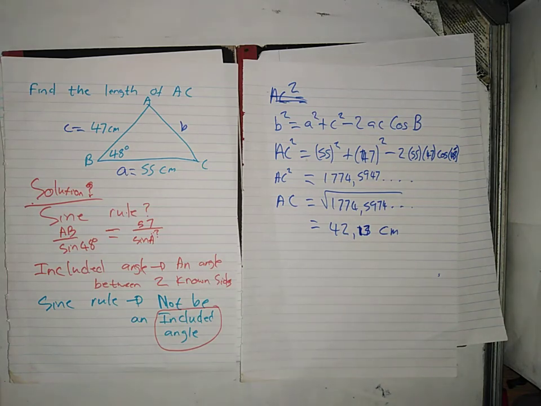So this is cosine rule, this is how cosine rule works, and this is an example of dealing with problems using cosine rule.